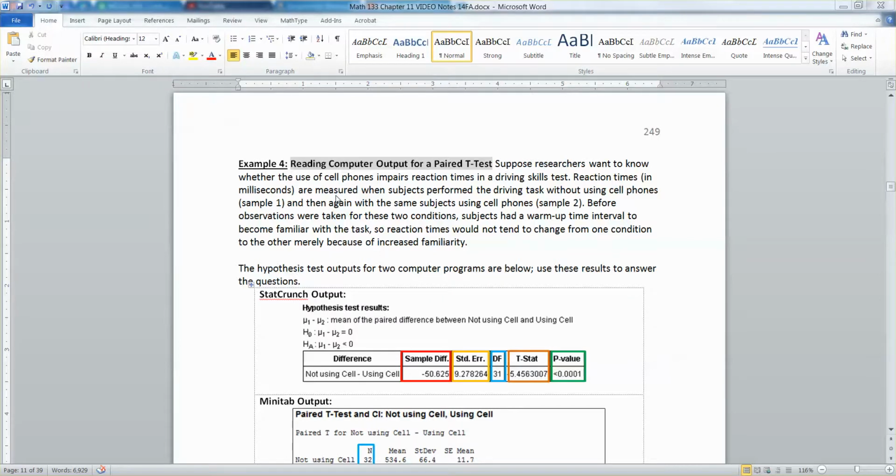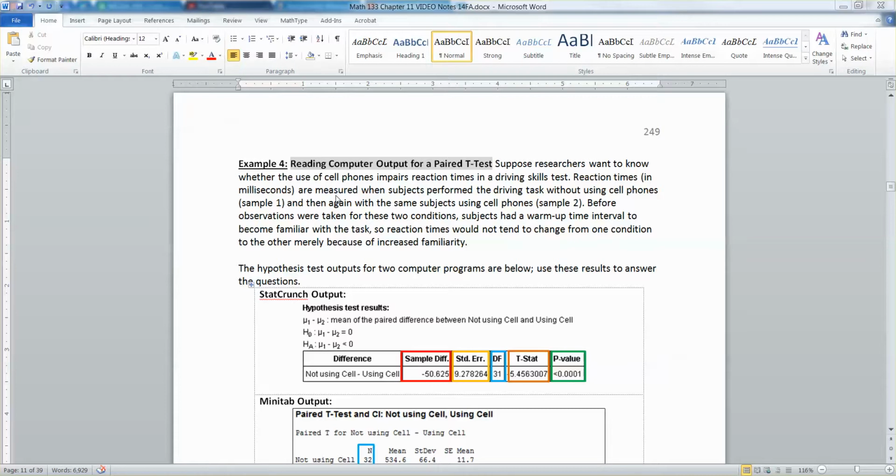Now that we know how to complete an entire paired t-test by hand, let's practice again, but this time a computer program has been used to do a lot of the calculation heavy lifting for us. So suppose researchers want to know whether the use of cell phones impairs reaction times in a driving skills test. Reaction times in milliseconds are measured when subjects perform the driving test without using cell phones, sample 1, and then again with the same subjects using cell phones, sample 2.